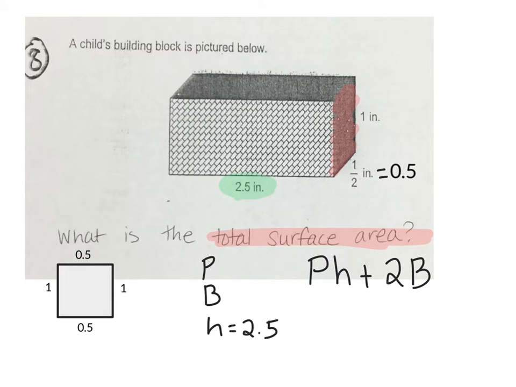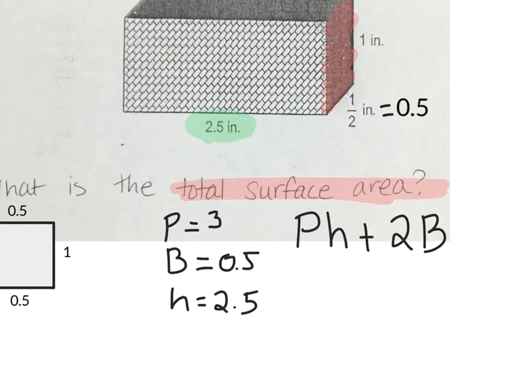All right, so perimeter, we're just going to add up all those sides. So we got 0.5 plus 0.5 plus 1 plus 1 gives me 3. Perimeter of 3. Now the area of the base is 1 times 0.5. We get 0.5 there. Now we can go ahead and fill in our formula.